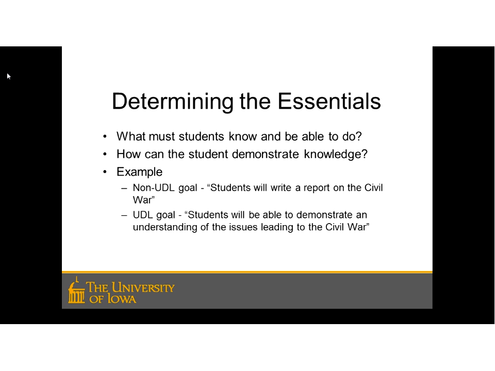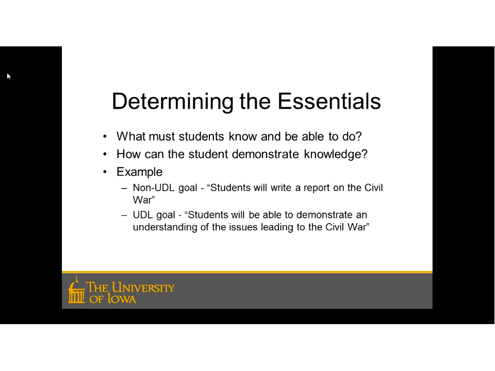When we determine the essentials, what we talk about here and when we're goal writing is what the student has to know and has to be able to do by the end of the class, and then how the student can demonstrate that knowledge. For example, if you were in a history class learning about the Civil War and you wanted a product to show that the student had understood the issues around the Civil War, your goal probably would not be that by the end of the class the student's going to write a report on the Civil War. When you say write a report in the goal, that's not a very universally designed goal because you're locking the student into one mode of demonstrating what they've learned.